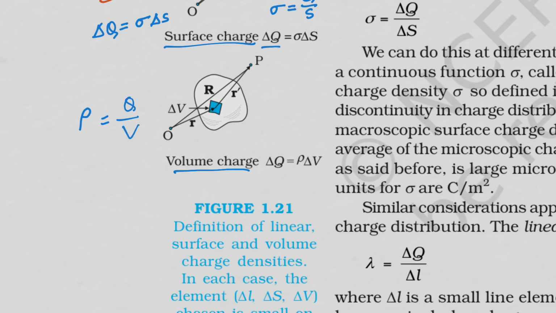In that volume, if we take a small amount of volume, that is called delta V. If you want to find what is the charge in that small amount of volume, this charge is delta Q again, a small amount of charge, which is actually that volume multiplied by the volume charge density.